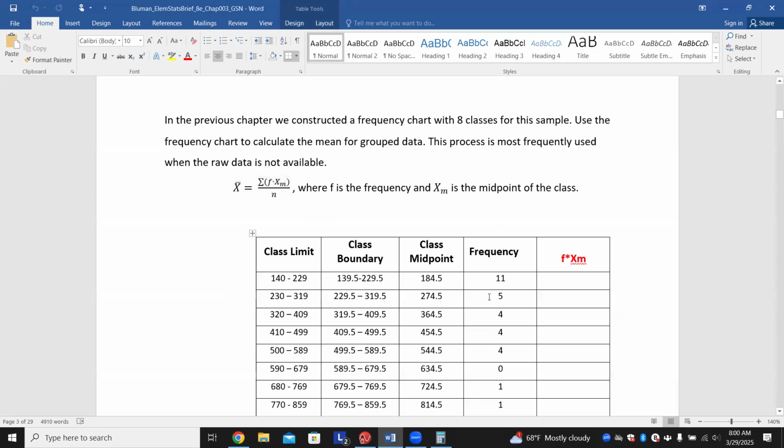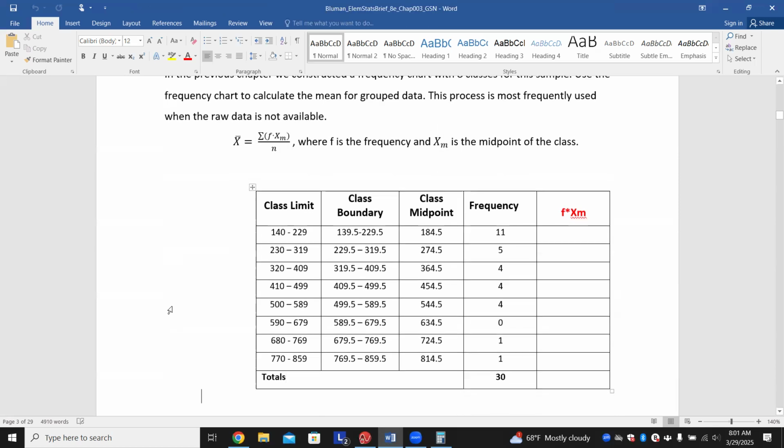So you would have to add up this frequency chart. All right. So again, where f is the frequency, x m is the midpoint. All of this is done for us. We actually did this in a previous chapter. So that's why we're not doing this part again. We're just taking another step with it. All right. So here we go.